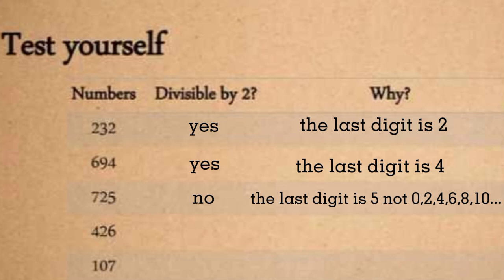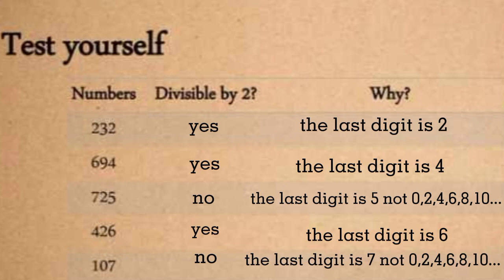426, is it divisible by 2 or not? The answer is yes. Why? Because the last digit is 6. Very good. The last number is 107. Is it divisible or not? The answer is no. Why? The last digit is 7, not 0, 2, 4, 6, 8, 10, and so on. Who got the perfect score? Very good. Let's proceed to our final discussion.